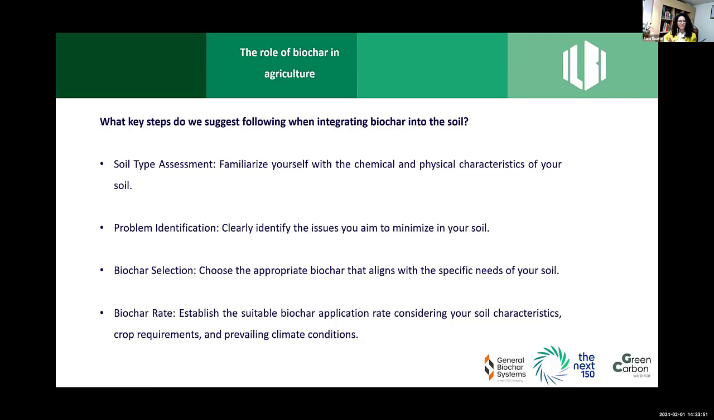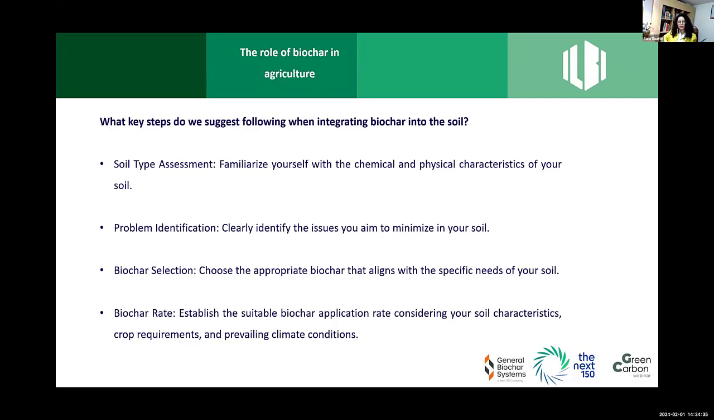Then after your identification, select the biochar that you want. This is really important because in this process, you can also select the pyrolysis temperature and the feedstock that will be aligned with the needs that you have for your problem. The biochar rate establishes the suitable biochar application, but of course, in order to do that, consider your soil characteristics, your crop requirements, and also the climate that you are facing, the climate that you have in your country, in your region, in order to apply it.